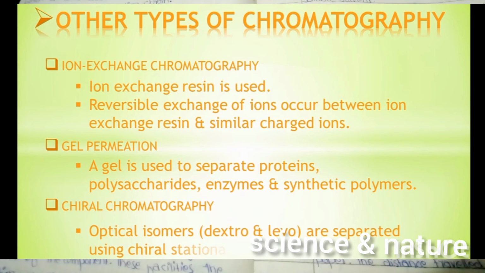RF is equal to the distance traveled by the component divided by the distance traveled by the solvent in the same time. The eluent liquids and adsorbents are chosen so as to give a wide difference in the RF values of the components. This facilitates the separation and identification of the components.